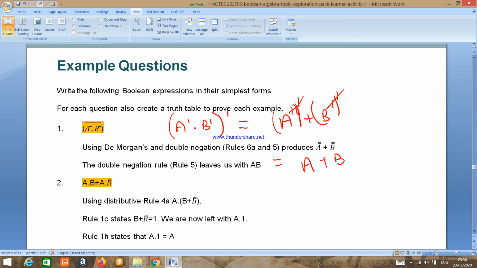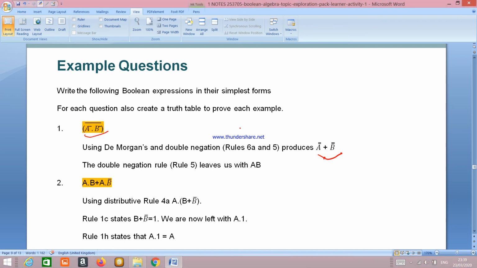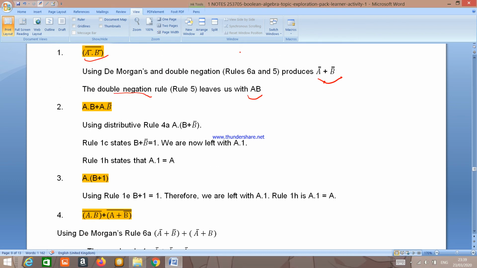Wait, let me check. Okay. Here is this. Let's go right. Okay, so this is what is given. This is what we get with De Morgan rules, and with the rule of double negation, we get this one. Okay, we have to work it out again.